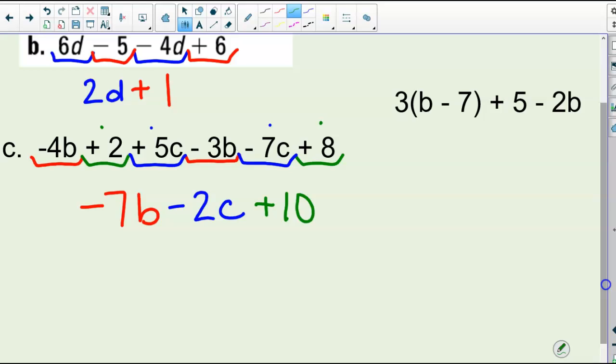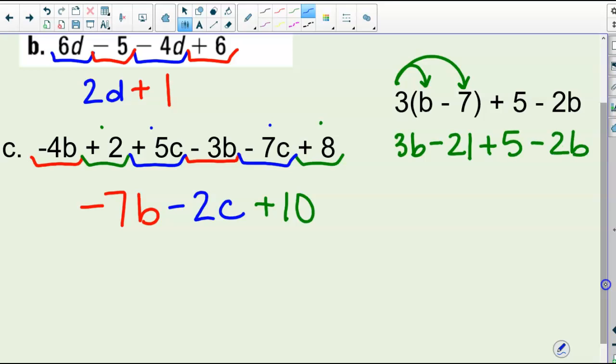Okay. Alright, last one over here you see has some distributing first. So just always make sure if you see this number outside of parentheses that you distribute first before you start combining any like terms. So 3 times b is 3b. 3 times negative 7 is negative 21. And then bring the rest of it down.